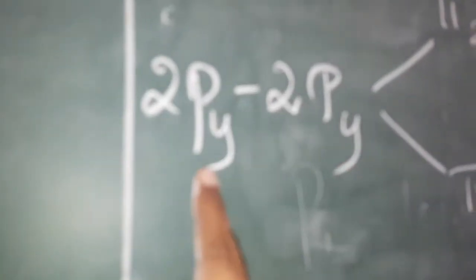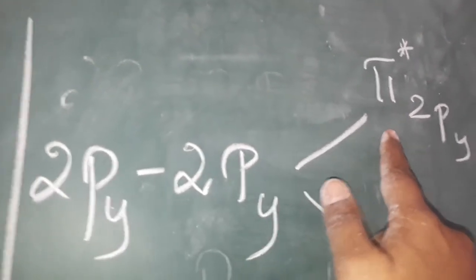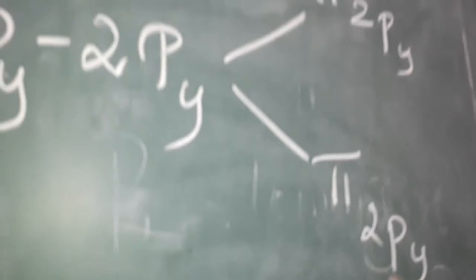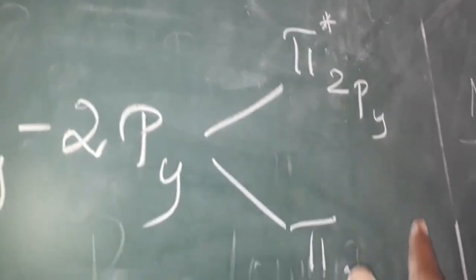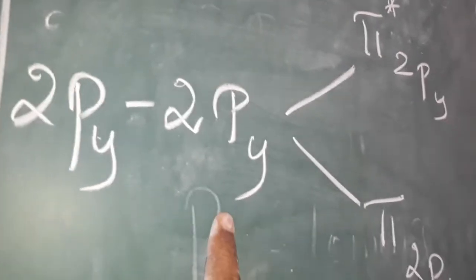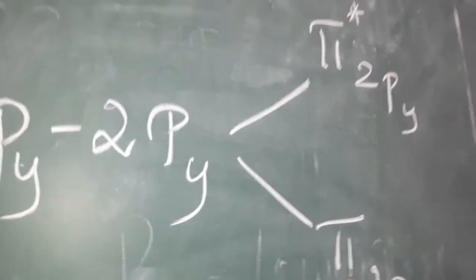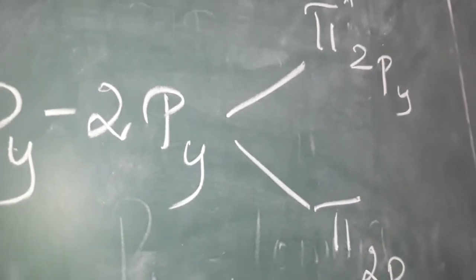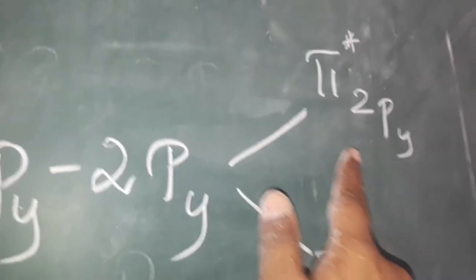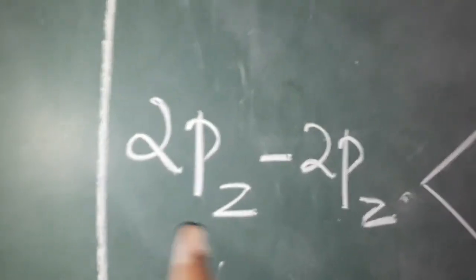The next one, 2py. Py means we get the pi bond only. So pi 2py and pi star 2py. We get the molecular orbitals like this. Py always forms the pi bond, so that is why we write pi, and pi means it forms 2 molecular orbitals, one bonding and another anti-bonding. The same way in pz, pi 2pz and pi star 2pz.